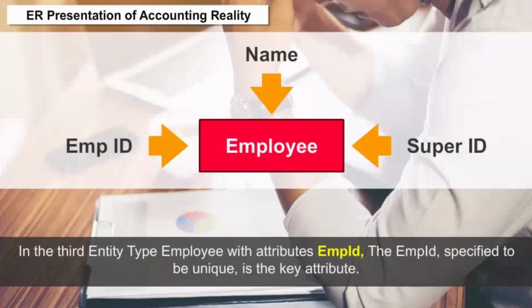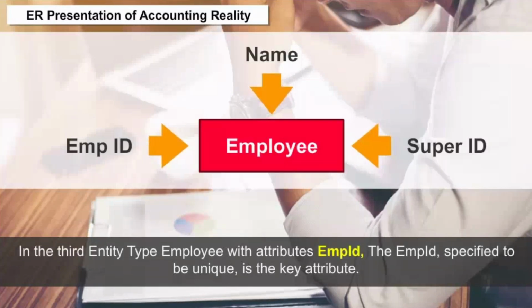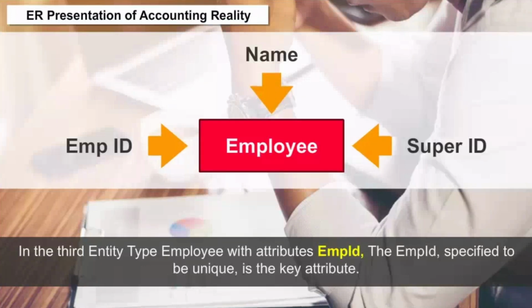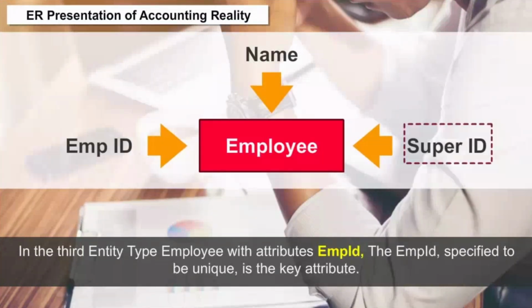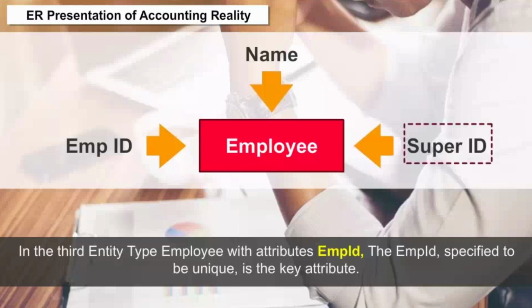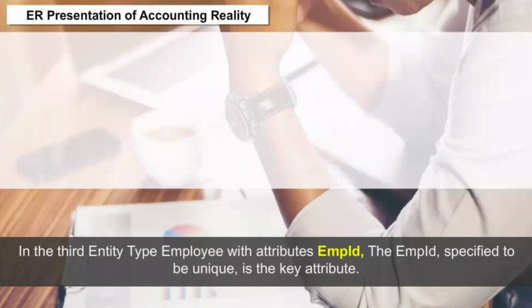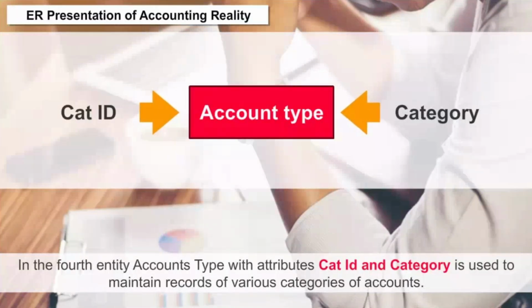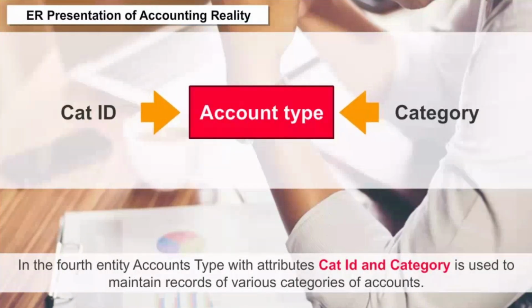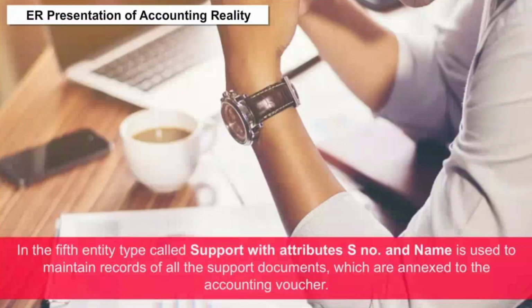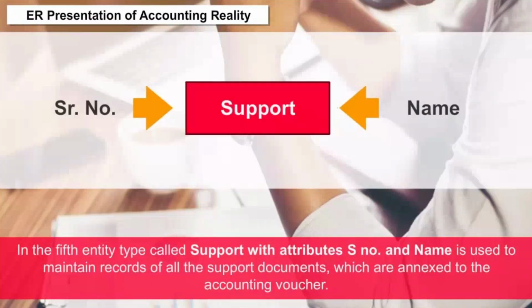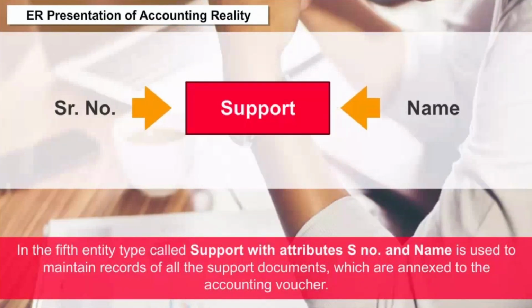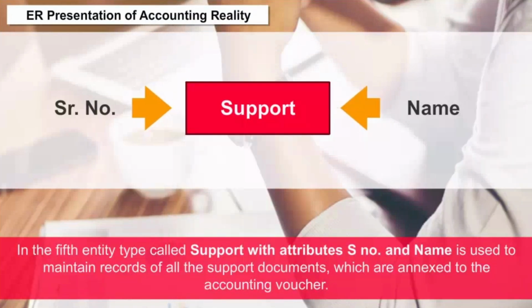The third entity type is employee, with the attribute employee ID. The employee ID, specified to be unique, is the key attribute. Super ID indicates the employee ID of the controlling officer. The fourth entity, accounts type, with attributes category ID and category, is used to maintain records of various categories of accounts. The fifth entity type, called support, with attributes serial number and name, is used to maintain records of all the support documents which are annexed to the accounting voucher.